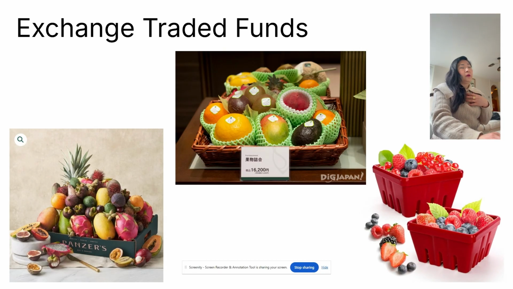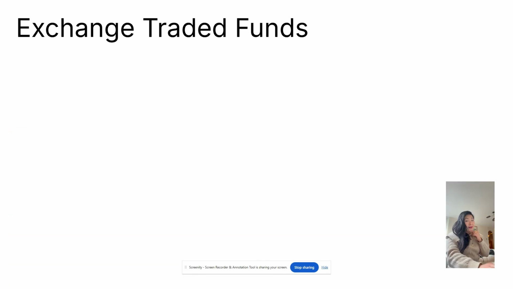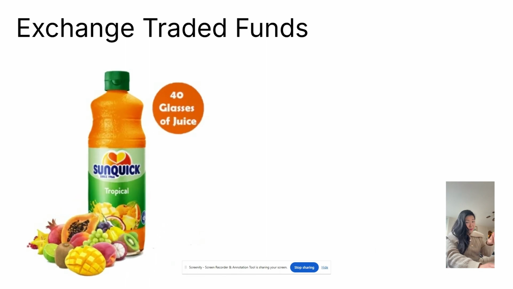You can go, well, I only want red fruits because I only like them. And yes, you can buy a red fruit basket. And then it can get weird from this point onward. You could condense the fruit basket into a fruit concentrate, not just a fruit juice, but a fruit concentrate in the form of 40 glasses of juice in one bottle.